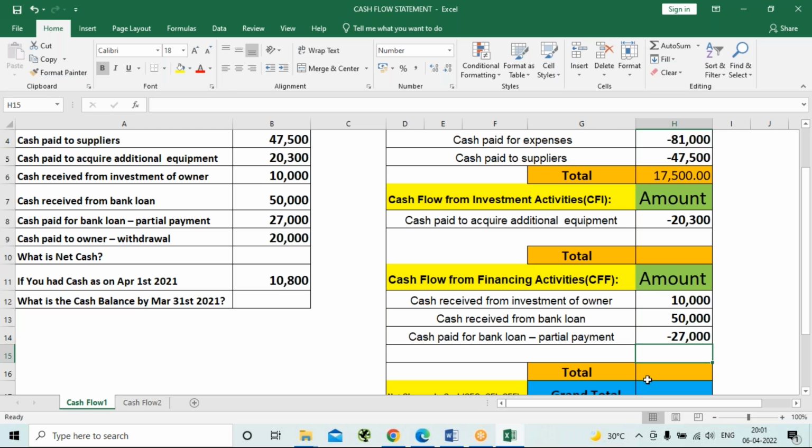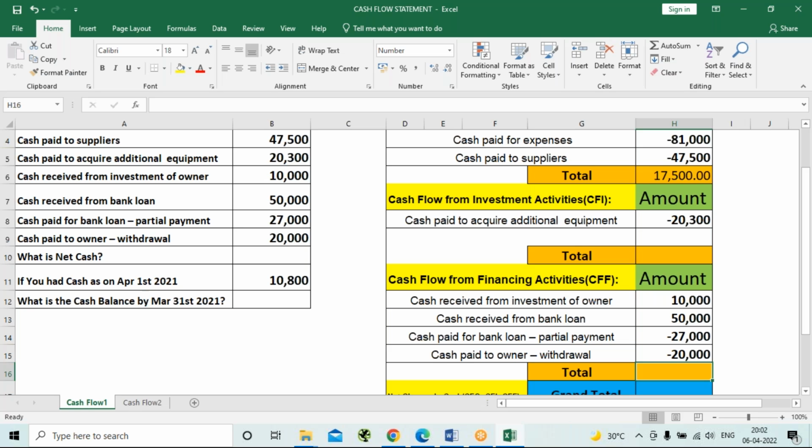The next, cash paid to owner. Anything paid to the owner or withdrawn by the owner, what do we call that? The money brought to the business by the owner is called capital. The same amount, if withdrawn for personal use, is called drawings. So here it is going to be the same, and we have to give it in the financing activities. And this also will be a negative value.